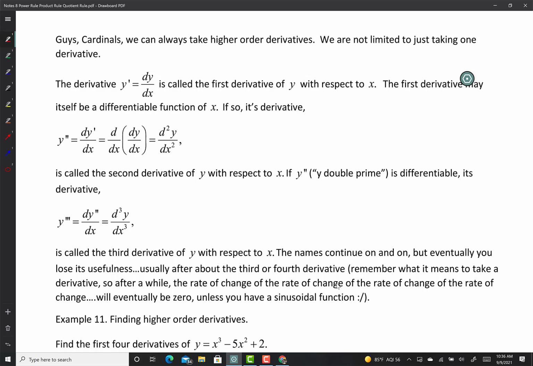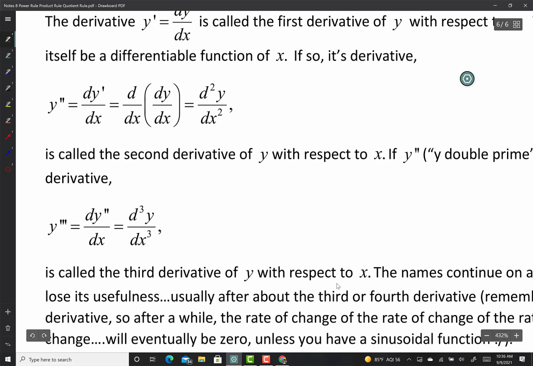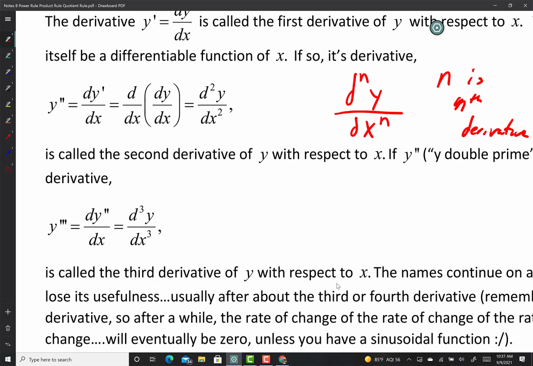All right. Are we getting better? Now, what is the notation? All right, guys. Focus. Let me give you the notation for any derivative: d to the power n of y over dx to the power n, where n is the nth derivative. So if I tell you fifth derivative, you put a 5 in there. If I tell you seventh derivative, you put a 7 in there.